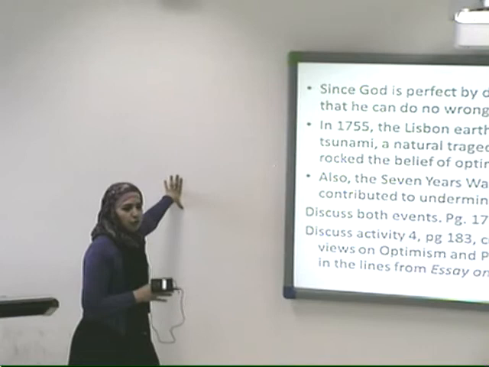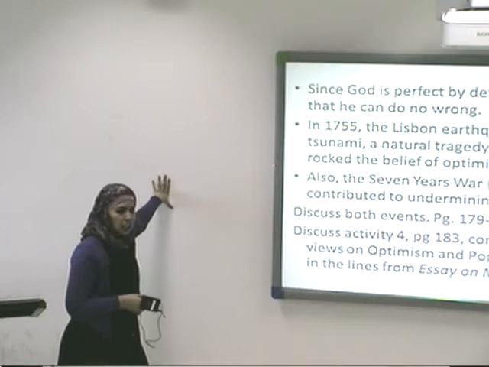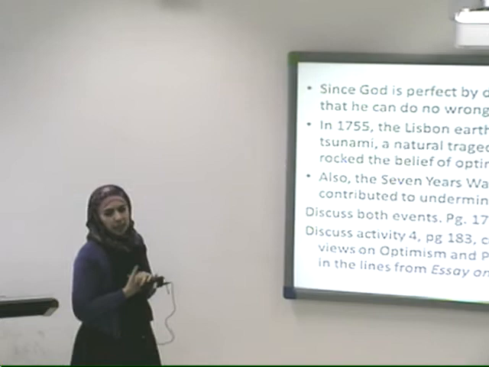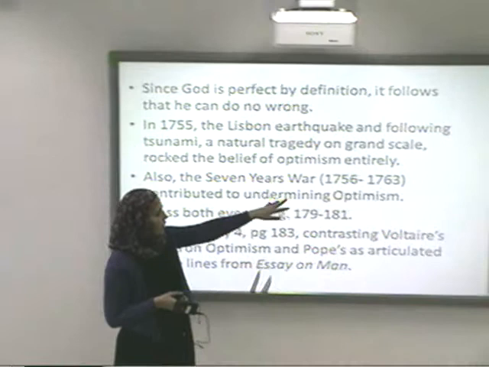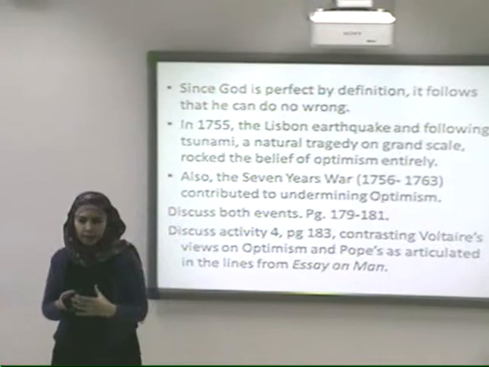And two, the Seven Years' War that took place between 1756 and 1763 also contributed to shaking people's beliefs in optimism. Okay, now let's do 1763. We're up to 91% in 1769, right? And so this Seven Years' War, what was it?